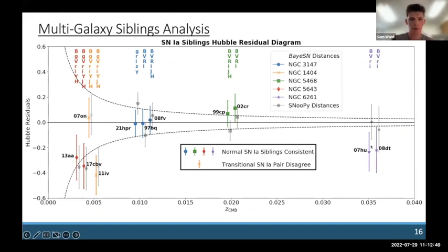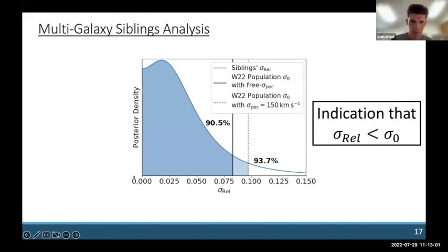And just looking at this plot of the Hubble residuals, it seems to be closer to the case where the distance estimates are correlated with one another, which is equivalent to saying that this sigma rel is smaller than sigma naught, the total intrinsic scatter. So we get a posterior on sigma rel as implied by the normal type 1a supernova siblings. And we compare this against sigma naught, which is constrained from a separate sample, the BayeSN training sample. So this is a slight caveat with the result, but nonetheless, we estimate that there's roughly a 90% probability that sigma rel is less than sigma naught.